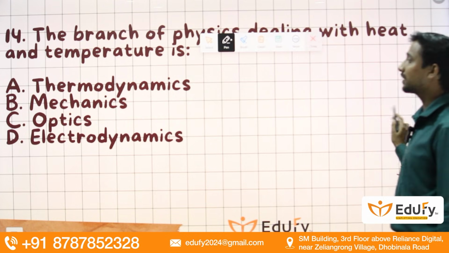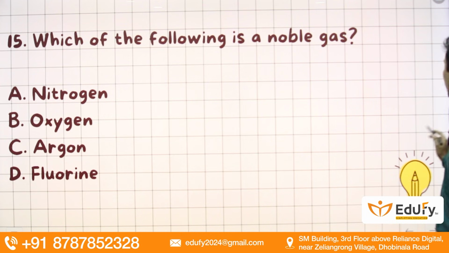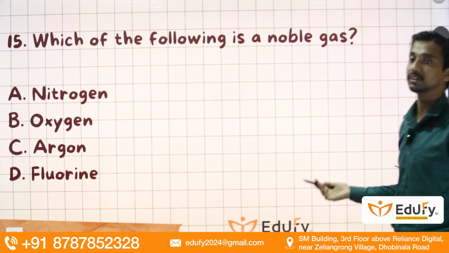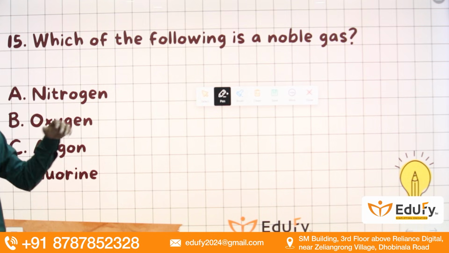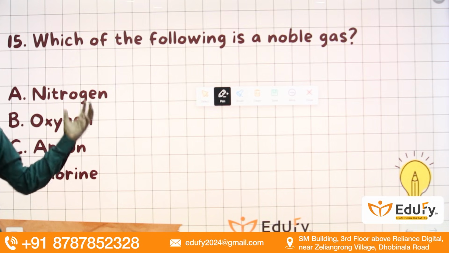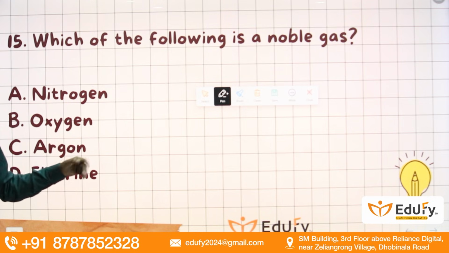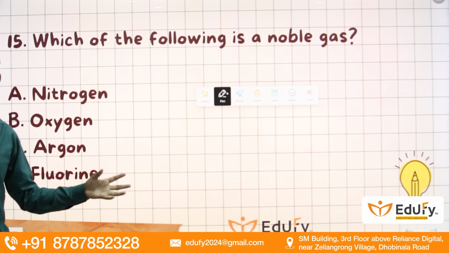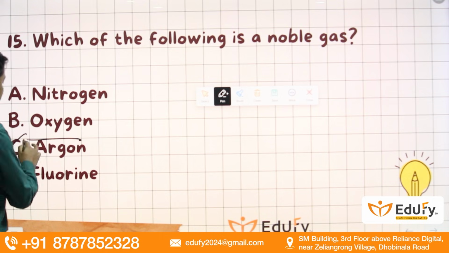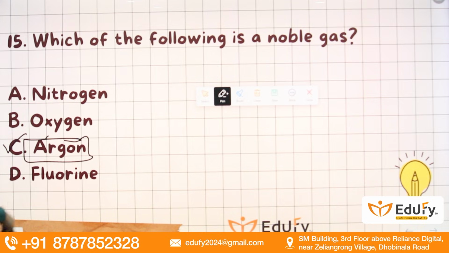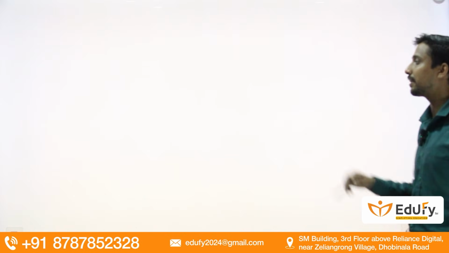Moving towards the next question, guys, we have, which one of the following is a noble gas? Now we are moving towards the chemistry. So guys, in chemistry we have different elements that have been classified into halogens, noble gases, alkali metals, alkaline earth metals. So noble gases are certain elements that are very inert, which means they do not react. Argon is an example of inert gas. Fluorine is a halogen.